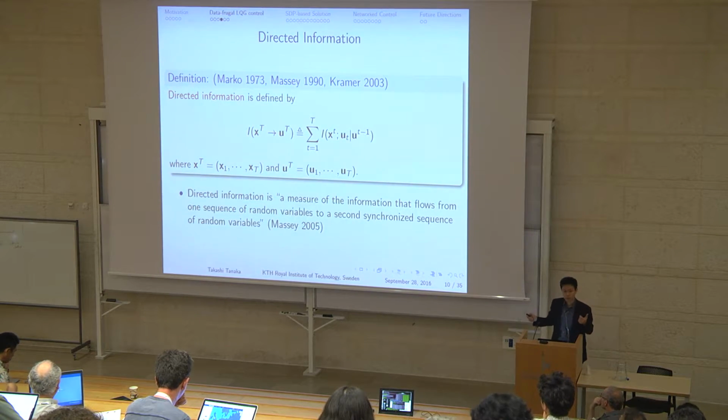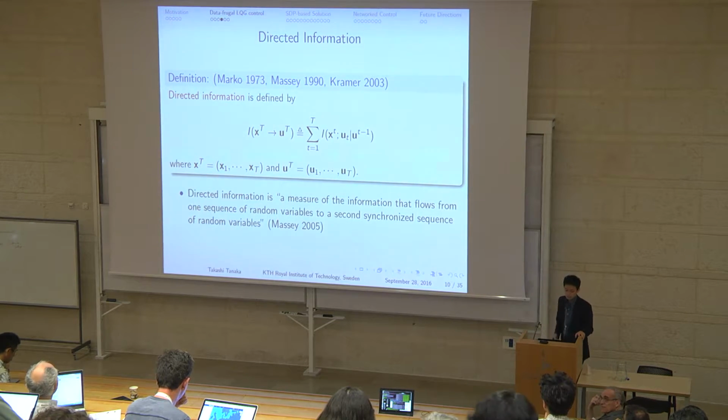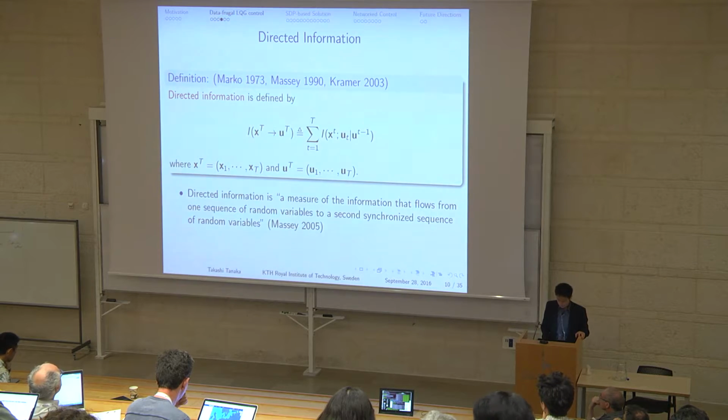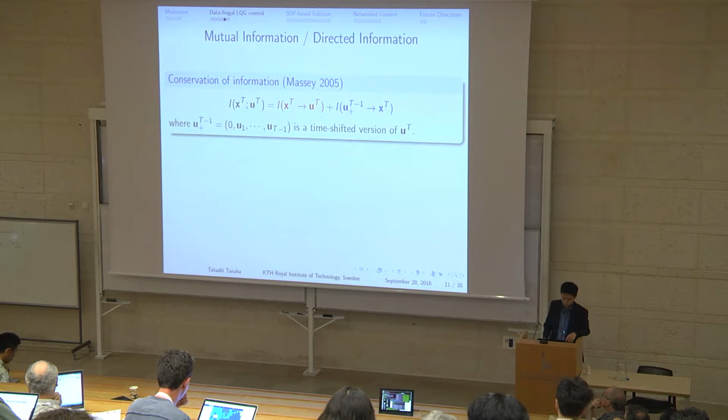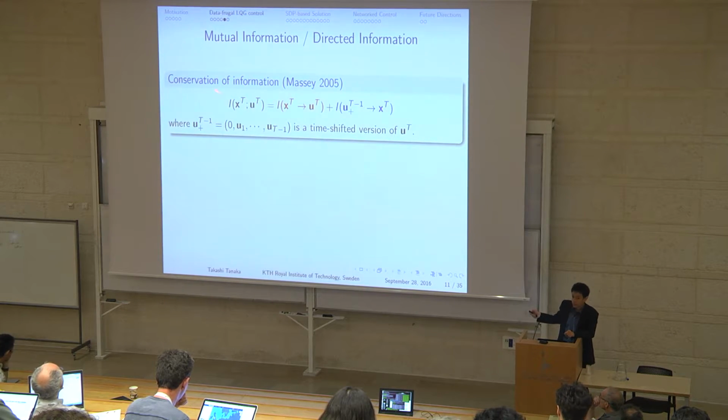So this is not a symmetric quantity. Causal in some sense? Yes, yes. And there's a very intuitive formula regarding this directed information, which is sometimes called conservation of information. This formula is essentially saying that the total dependence between x and u can be written as a directed information from x to u and the information from u to x.